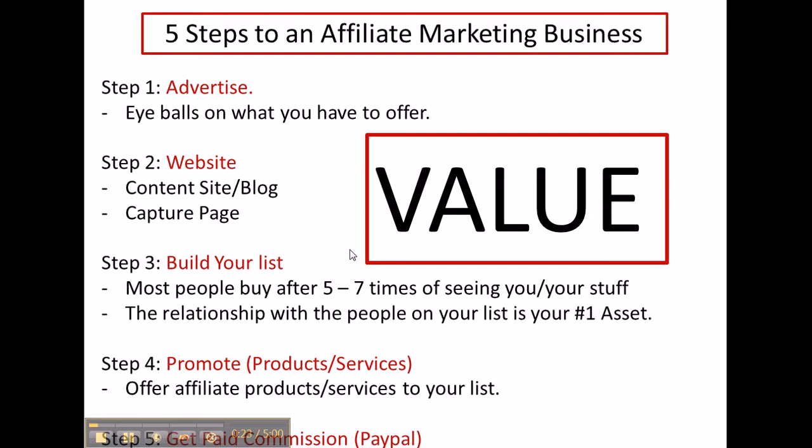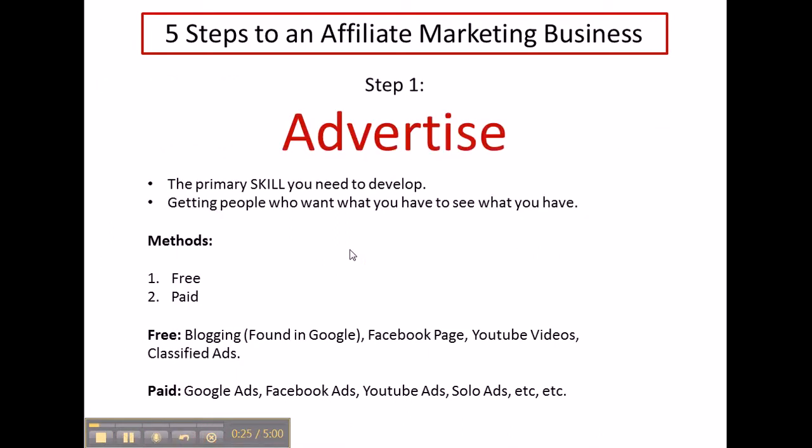Number one, advertise. This is your primary skill that you need to develop as an affiliate marketer. If you want a successful online business as an affiliate marketer, the number one skill that you need to develop is how to market, how to get people who want what you have to see what you have. That's your number one skill. Now, the methods you can use: you've got free or paid methods of advertising.